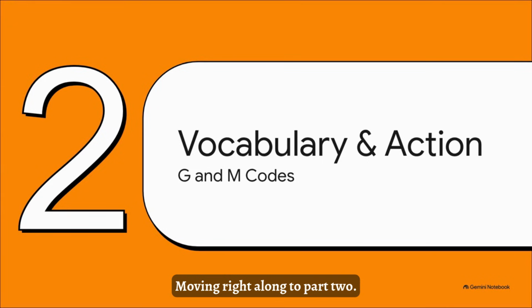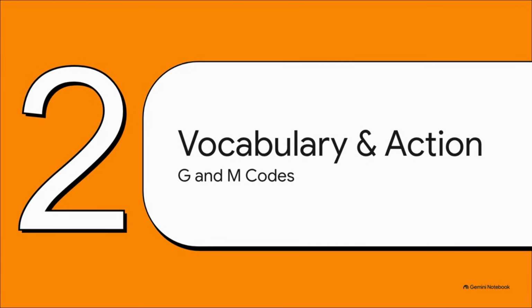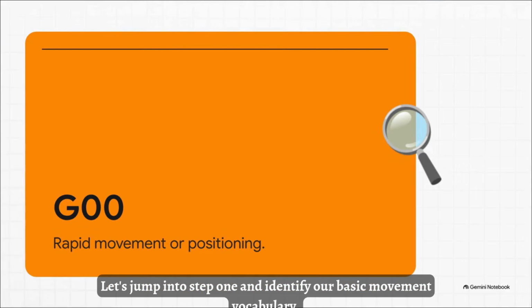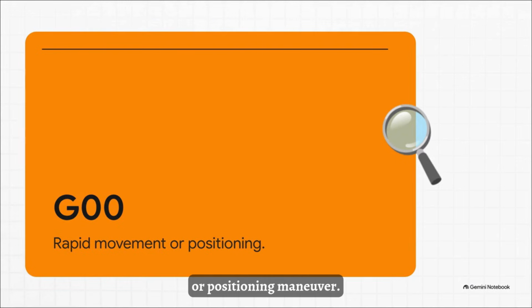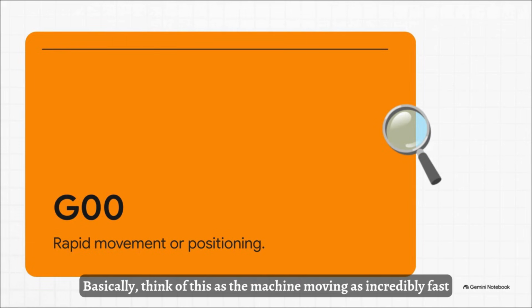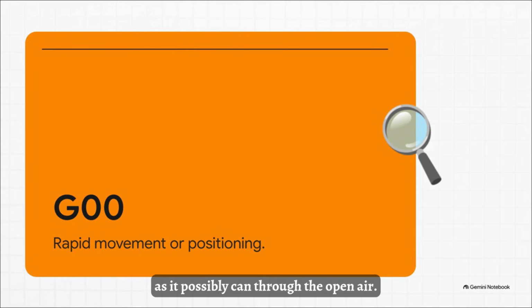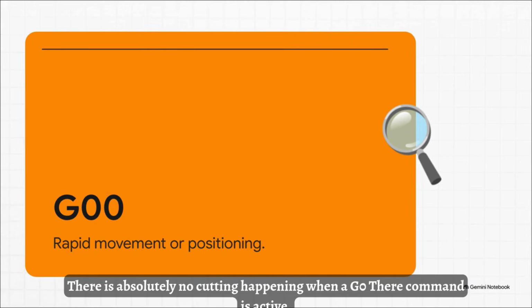Moving right along to part 2, vocabulary and action. Let's jump into step 1 and identify our basic movement vocabulary. And here is our very first word, G0. Whenever you program G0, you are commanding the machine to execute a rapid movement or positioning maneuver. Basically, think of this as the machine moving as incredibly fast as it possibly can through the open air. It's essentially putting the cutting tool into position. There is absolutely no cutting happening when a G0 command is active.